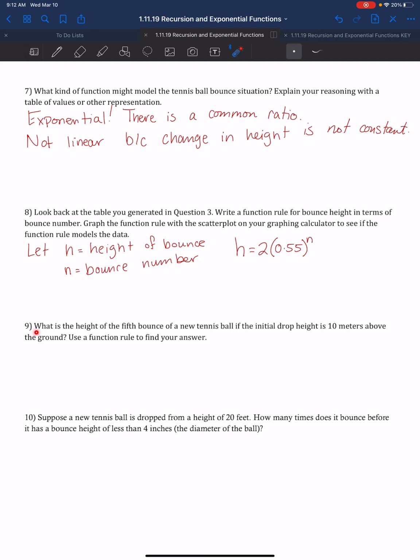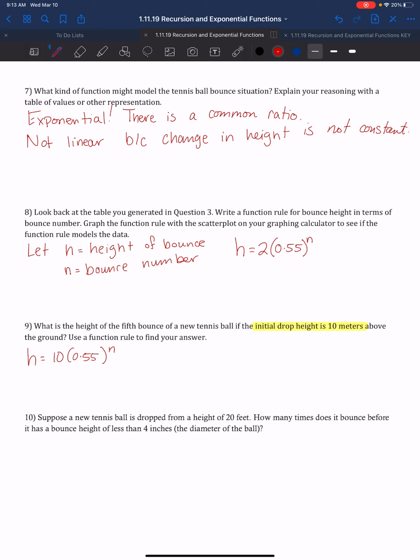And number 9 says, what is the height of the 5th bounce of a new tennis ball if the initial drop height is 10 meters? So initial drop height is 10 meters above the ground. Use a function rule to find your answer. So we're going to be using this function. We're just going to change it just a little bit. So I've got h is equal to 10 times 0.55 to the nth power.